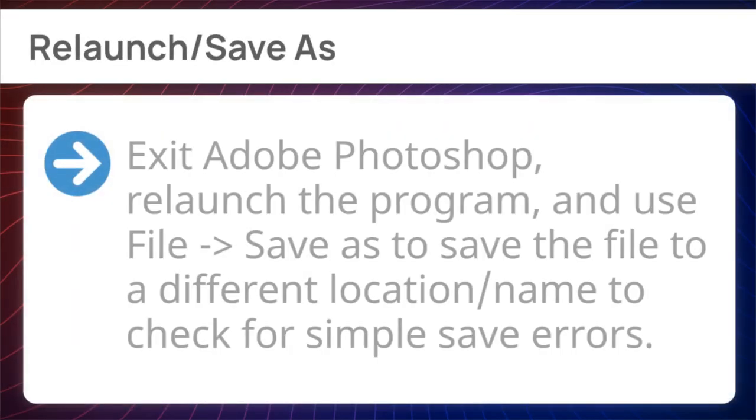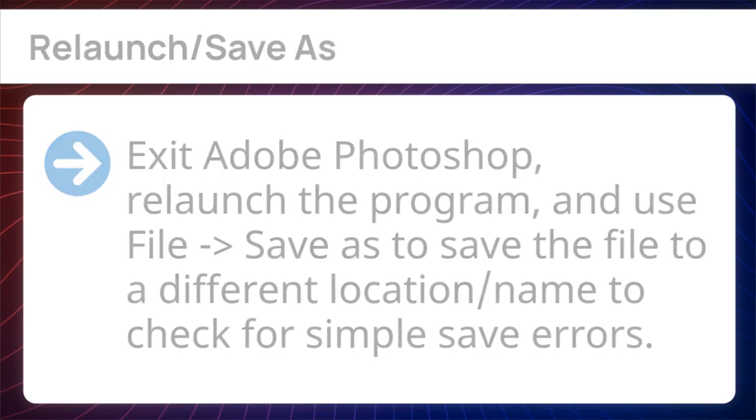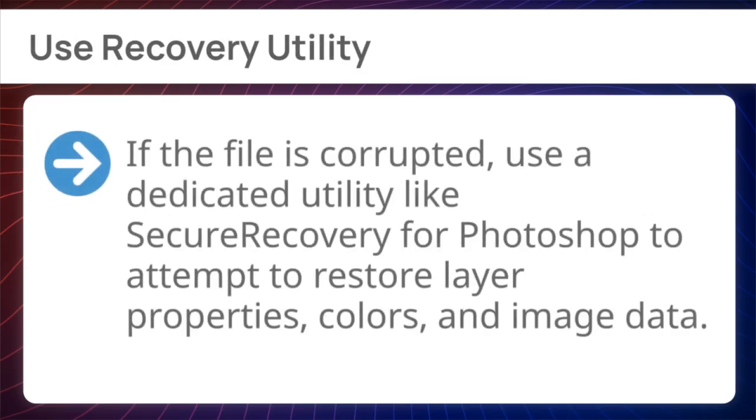First, relaunch and Save As: exit Adobe Photoshop, relaunch the program, and use File, Save As to save the file to a different location or name to check for simple save errors. Next, use a recovery utility. If the file is corrupted, use a dedicated utility like Secure Recovery for Photoshop to attempt to restore layer properties, colors, and image data.